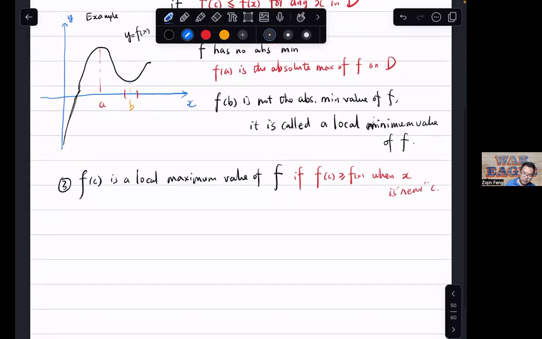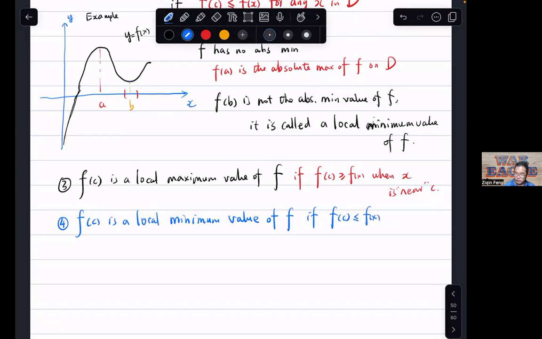And the last definition, a very similar one: we say that f of c is a local minimum value of f if f of c is less or equal to f of x when x is near c, right?